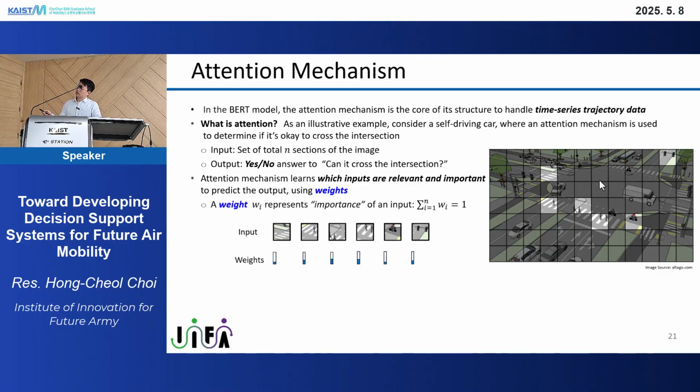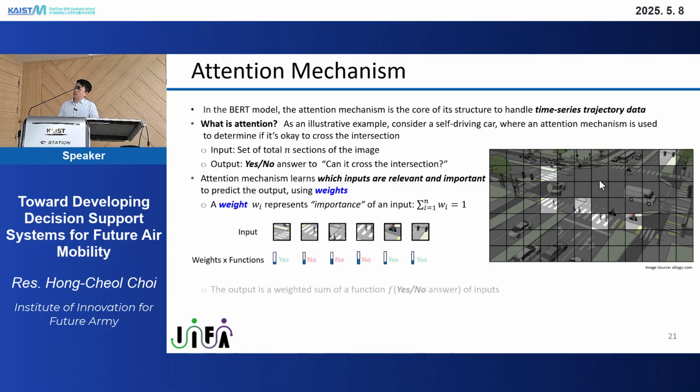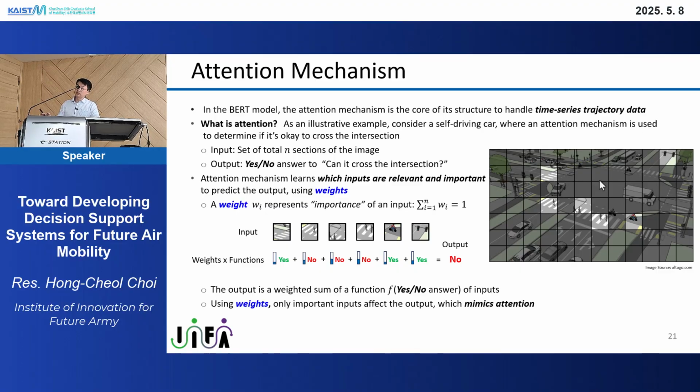And here we can focus on 6 image sections. The weights are given by this attention mechanism, and a higher weight means more importance in making the decision or the output. So it can be expressed as a weighted sum of these functions, and then finally we get the output like this. Using these weights, the attention mechanism can mimic human attention. It can work efficiently by attending to specific important parts of the inputs.